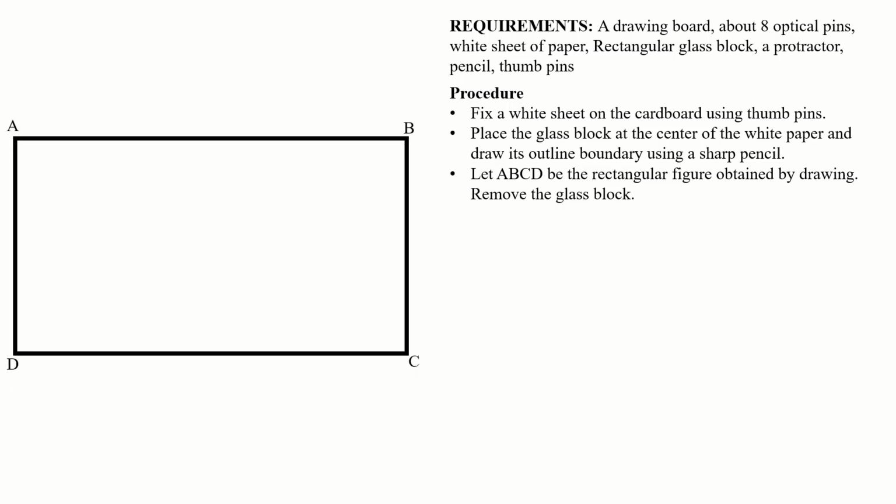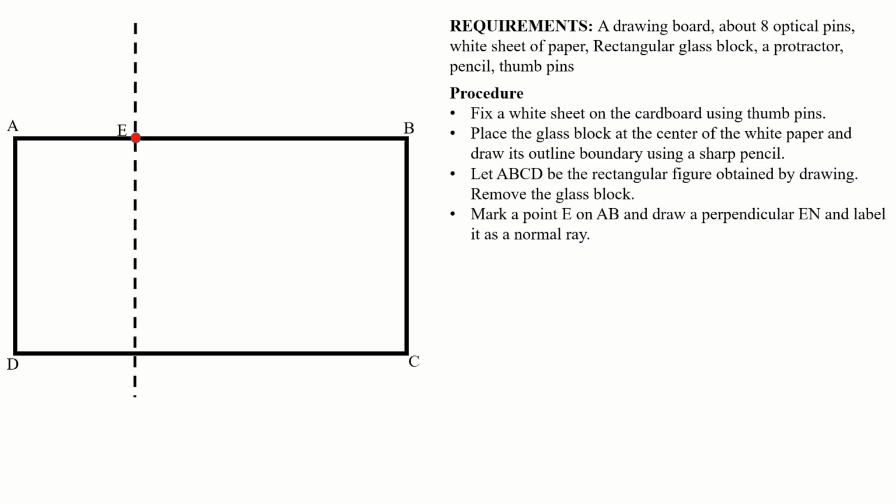Now we proceed. The next step says we should mark a point E on AB and draw a perpendicular EN and label it as the normal ray. So that is a point marked E and it is on the face AB. Then we draw a perpendicular using a ruler, and then we call it N. So that's our normal. The line EN in total is our normal.